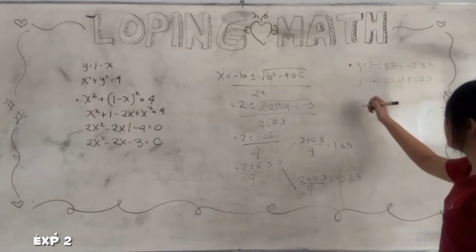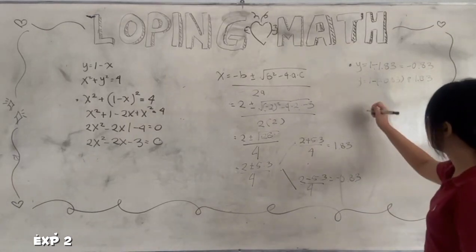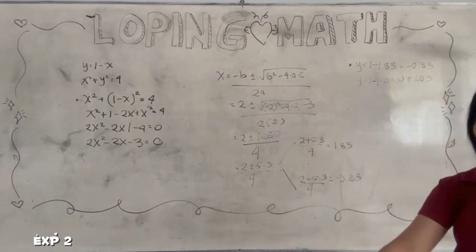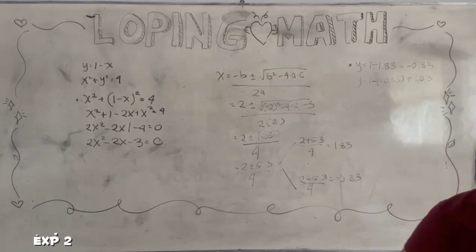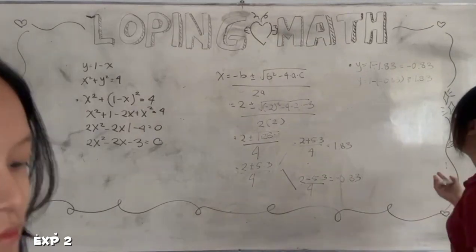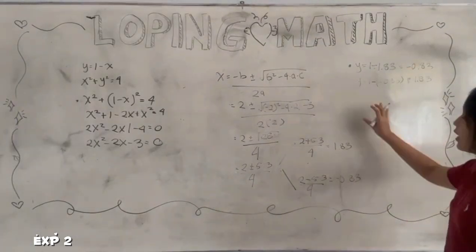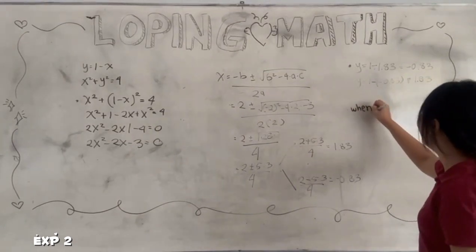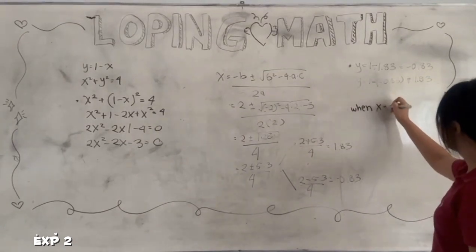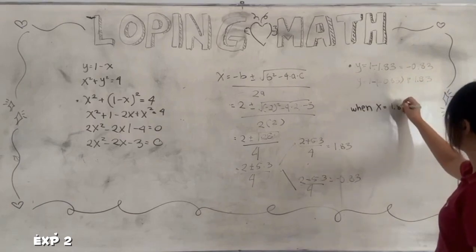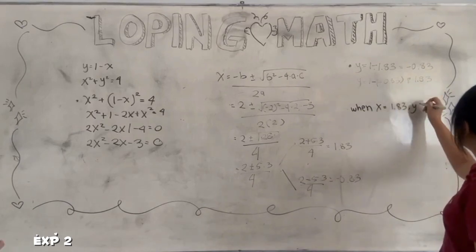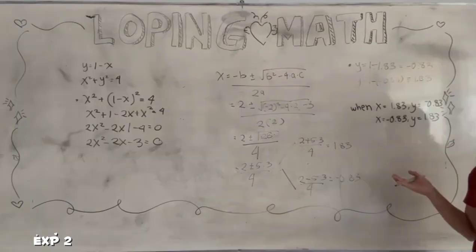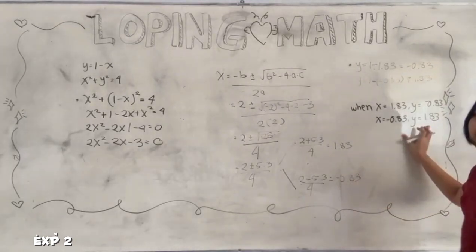It can be written also as, when x equals 1.83, y will be minus 0.83. So we've got our final answer here.